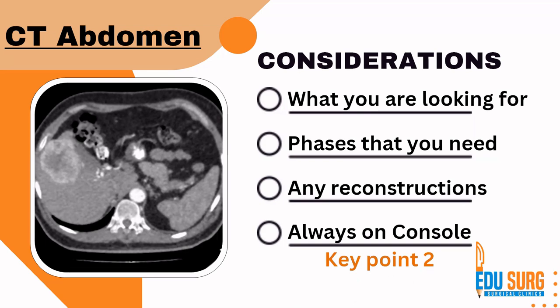So remember that your radiologist can give a lot of information, and when you discuss the scan with the radiologist on the console, you are seeing all the 3000 to 3500 images that are there, and you are not seeing only the 100, 200 images that are there on the films. So always see the scan on console. That is key point 2.